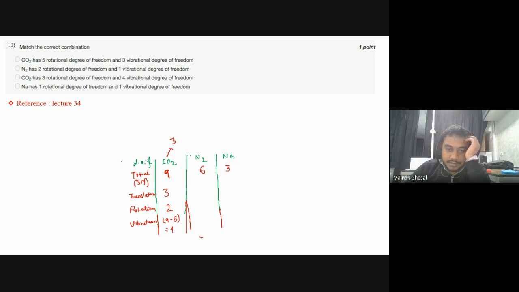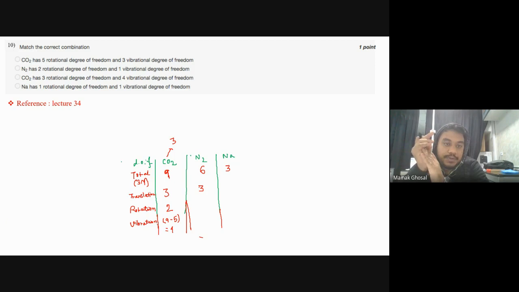Yes. So for nitrogen, which is a diatomic molecule, how many translations? There will be 3, because in every case, every molecule can move in these 3 directions. Okay, X, Y, and Z. So 3 translational degrees of freedom will be there.